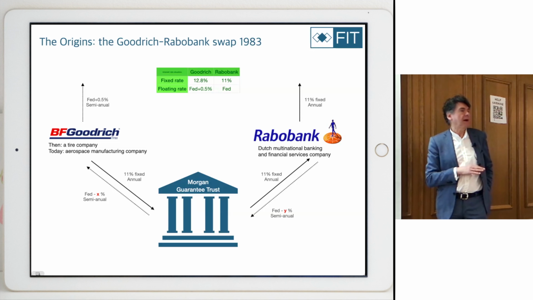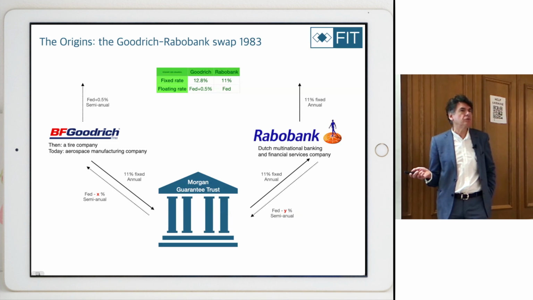I told you that on reading week, we stopped working for free. Now we're working for money. And everybody's making money. Goodrich is making money, Rabobank is making money, and if Morgan is smart, they will make money too. We didn't get into that yet.